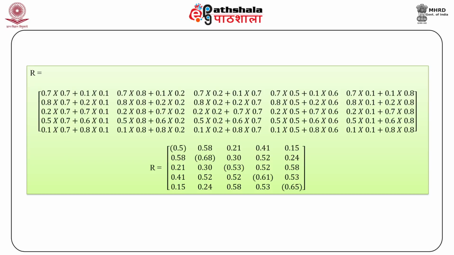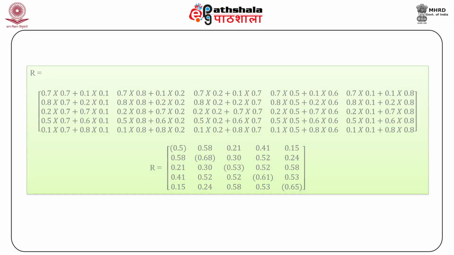Therefore, R is equal to 0.5, 0.58, 0.21, 0.41, 0.15; 0.58, 0.68, 0.30, 0.52, 0.24; 0.21, 0.30, 0.53, 0.52, 0.58; 0.41, 0.52, 0.52, 0.61, 0.53; 0.15, 0.24, 0.58, 0.53, 0.65. The correlation coefficients in parentheses are the communalities.